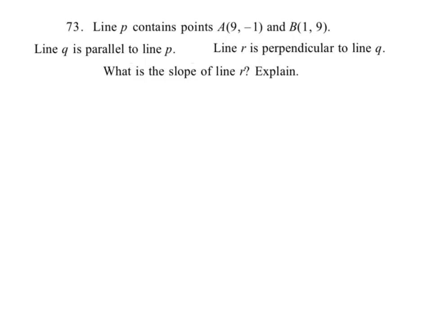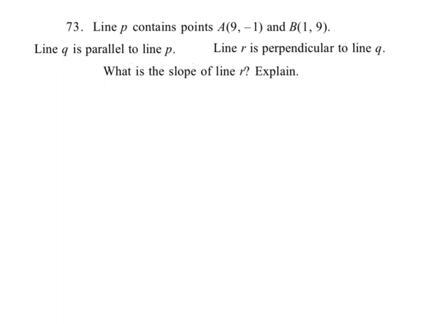Okay, so this tells us information. It's asking us what's the slope of line R. In order to do it, we want to find the slopes of all of the lines, and then we can talk about them. So line P contains points A and B. Okay, let's start by finding the slope of line P.